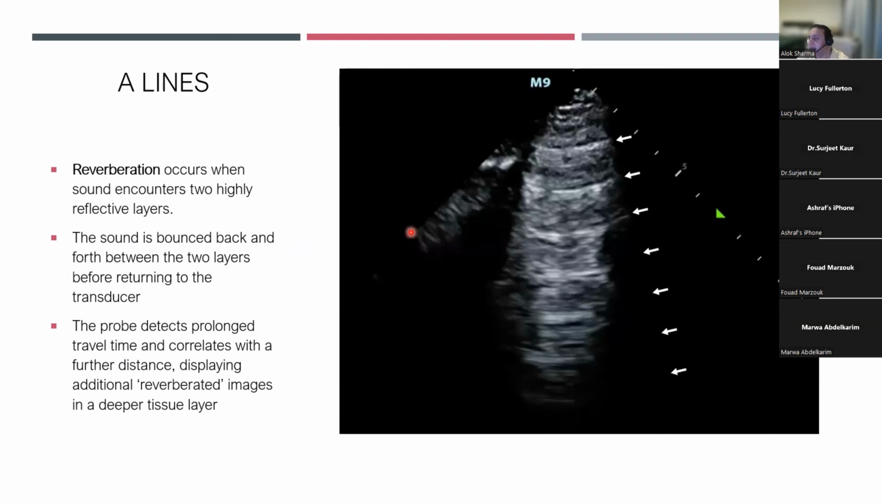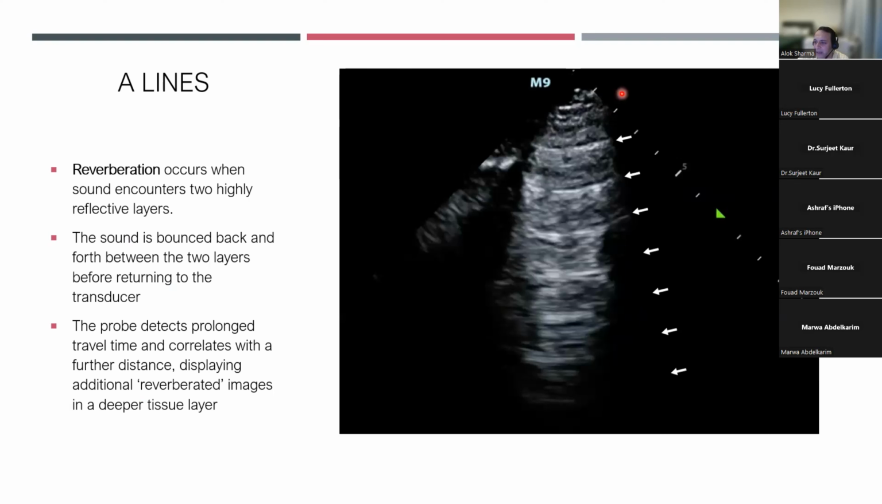What are A-lines? A-lines are basically reverberation artifacts. Now, again, I'm just giving you an example here. This is a convex probe. And what do you think the frequency of this probe is? High or low? Low. It's 10 centimeters. You can see all the way to the back. Yes, low. What did we say about low frequencies? They travel a greater distance and have a greater wavelength. So this is going to be a low frequency probe. This is a low frequency curvilinear probe in an adult.